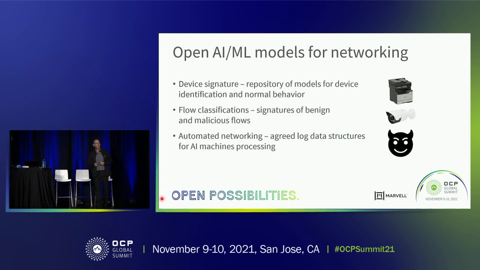OCP can also work in becoming a place as a repository of AI models. We can have a model of what is a device behavior. And this will allow us both to do device identification, this port is connected to a sensor versus a server, but also can be the model for the normal behavior of a device, and then this will be used for anomaly detection. For the flow classification use cases, it can be a repository of signatures of malicious flows that are known to the industry.